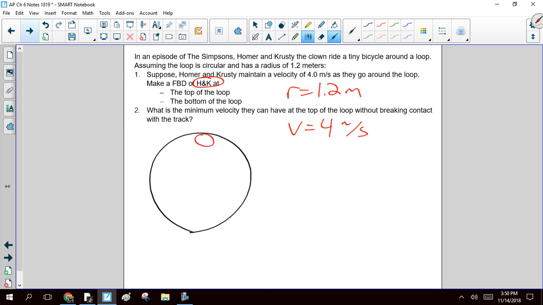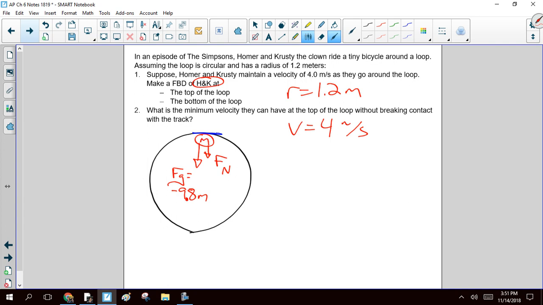Let's think about what forces are acting on them. Well, gravity is pulling them down with a force of negative 9.8 m. I'm going to actually use the number 9.8 here. And there's also the track above them, right? The surface of the track is up here. If they're still in contact with the track, then it has to be pushing them, and in this case it pushes them down. Because that's an inanimate surface, we call it normal force. So in this example, both gravity and normal force are pushing down on Homer and Krusty, right?